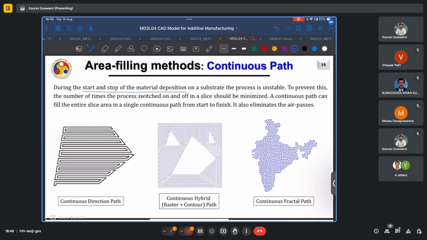Air passes being when your head is not depositing, it moves up from the build plate or previously deposited layer and moves to the other coordinate where it resumes deposition again. Here you have some such examples. A continuous direction path, a continuous hybrid path utilizing both raster and contour path, and a continuous fractal path, which actually used some complex shapes to print this very complex geometry of India.